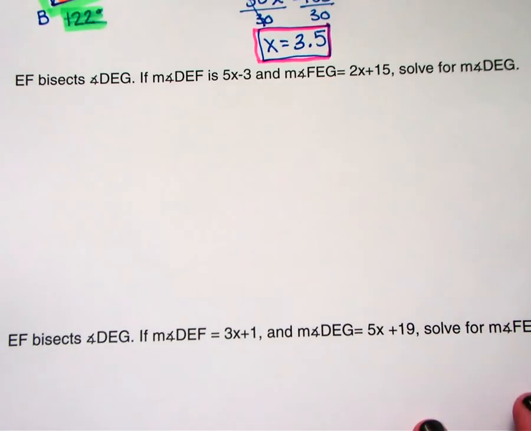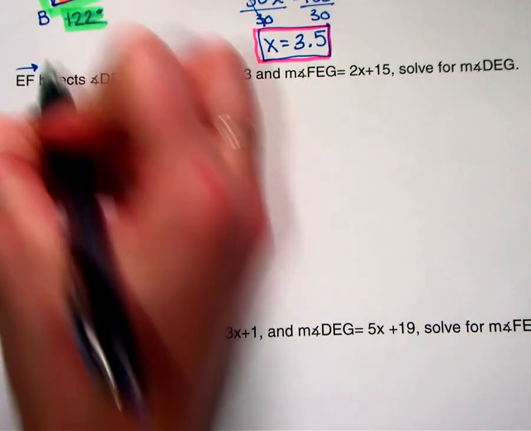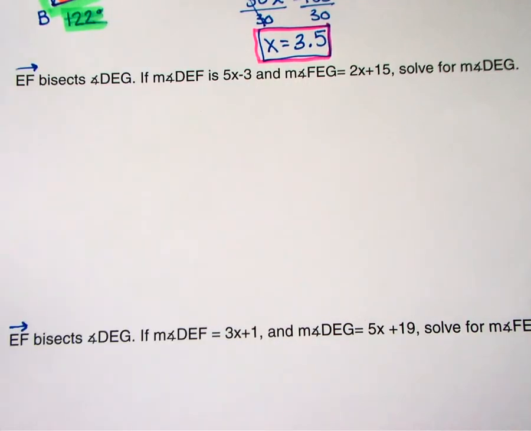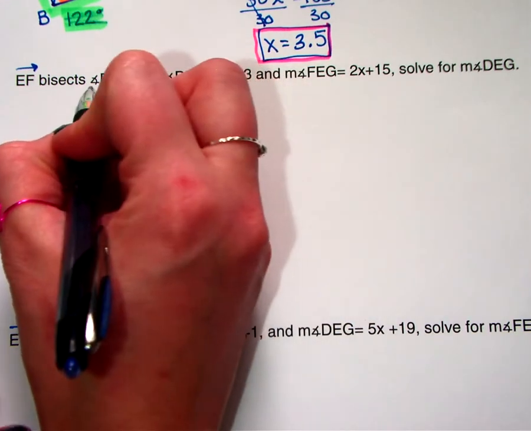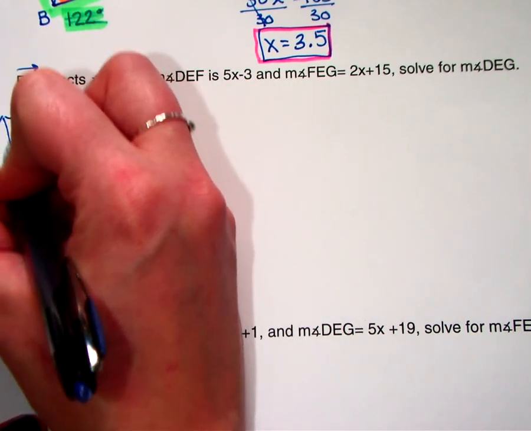In our next problem, I'm going to add the ray symbol to this question and to this one down here. I can't figure out how to do it on the computer. So on here, it says EF bisects angle DEG. So again, this is the large angle. So you're going to draw angle DEG.